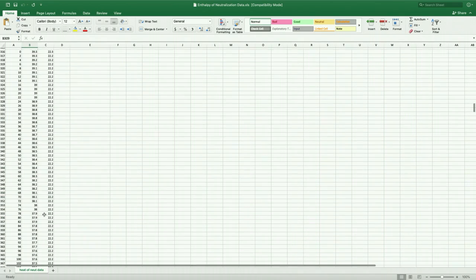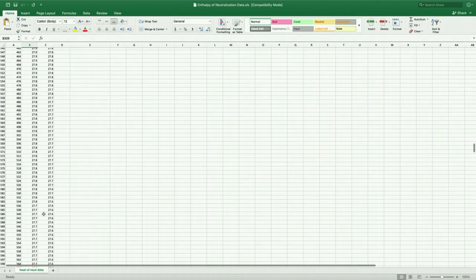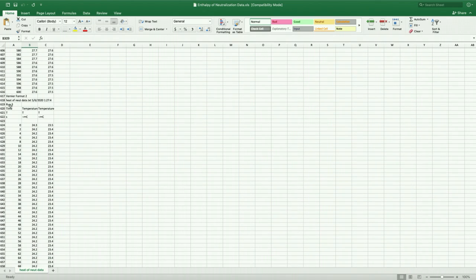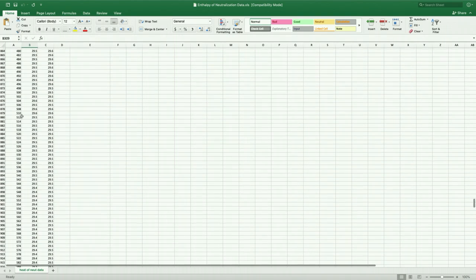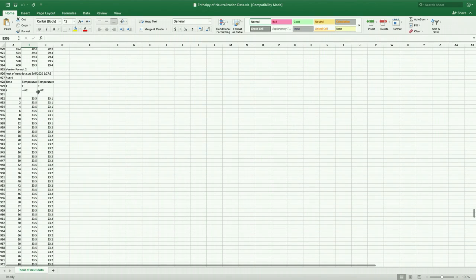And then if you keep going down, just because of the way the LabQuest uploads this data, there's a run 3 and a run 4. Run 3 is the first trial of the acid-base reaction. Run 4 is the second trial of the acid-base reaction, which if you scroll down far enough, you'll eventually find, just past the start of run 4 here.